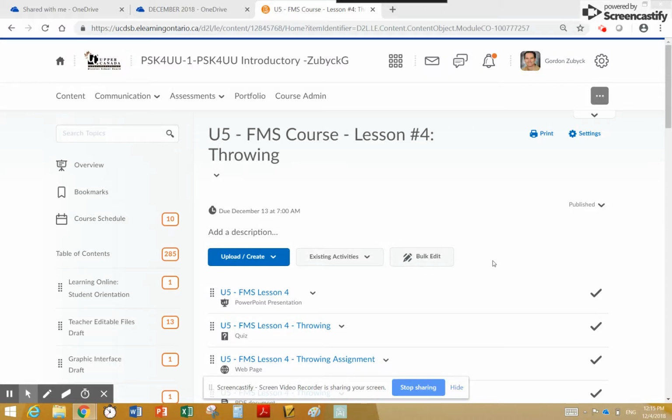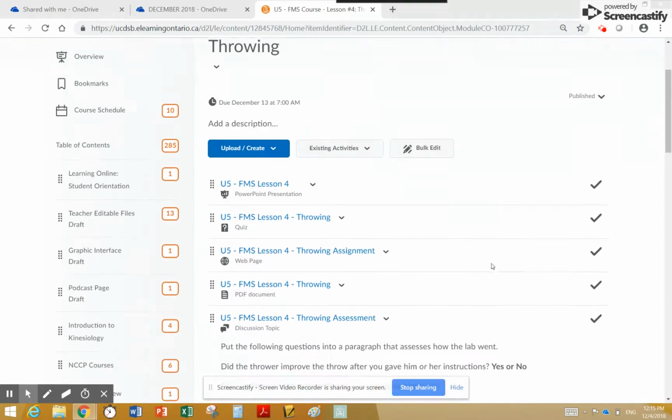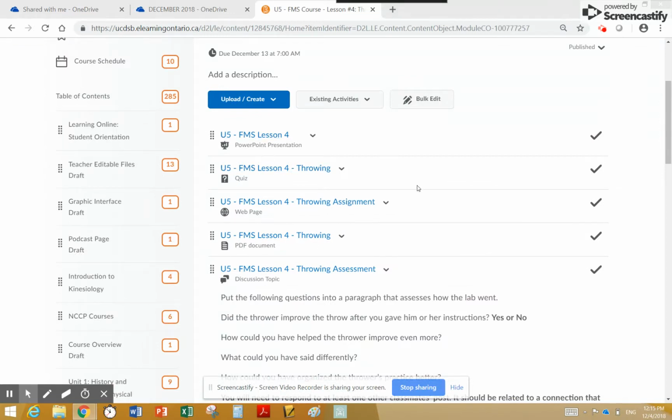So lesson number 4 for the FMS course is going to focus in on throwing. I'll go through the PowerPoint presentation with you. But after that, there's a quiz that you have to do related to that. There's an assignment that has to be completed. There's another PDF, sort of like other PDFs we've looked at with some more details and information.